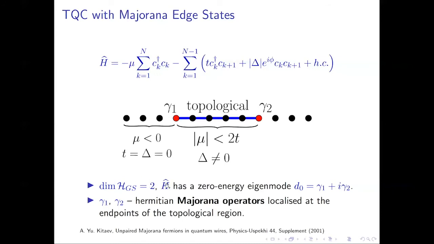So the ground space is dimension 2, and this is because this Hamiltonian has a zero energy eigenmode. And this eigenmode is written as some operator gamma 1 plus i times gamma 2. You can think that those are like the real part of the annihilation operator and the imaginary part of the annihilation operator. And they are called Majorana operators. What's key here is that they are localized at the endpoints of this chain. So gamma 2, for instance, is peaked here, and it falls down exponentially into the interior of the chain. And the same with gamma 1, which is peaked on the left, and it falls down exponentially.